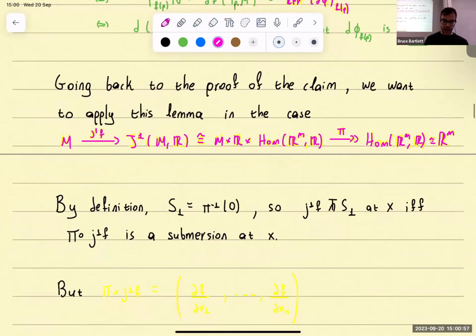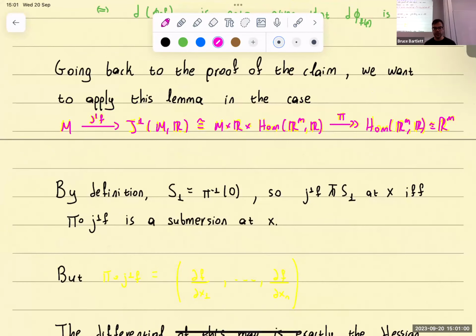Let's see how to do this. So what is pi inverse of 0?